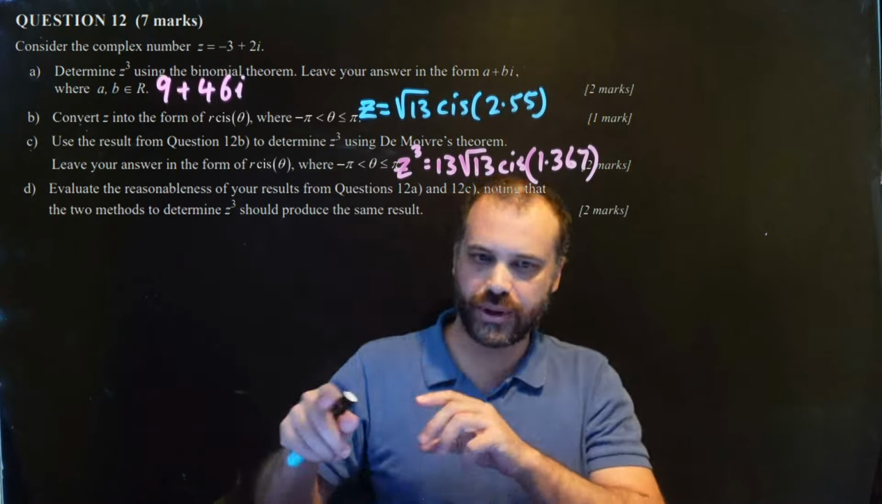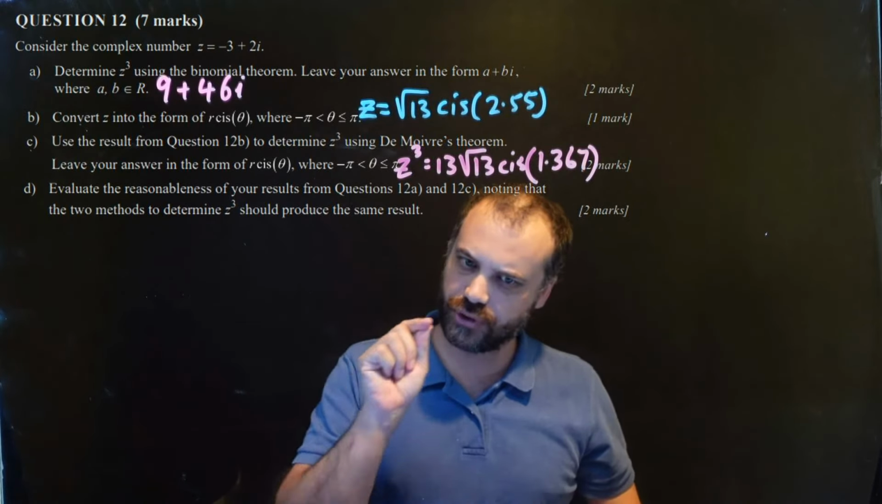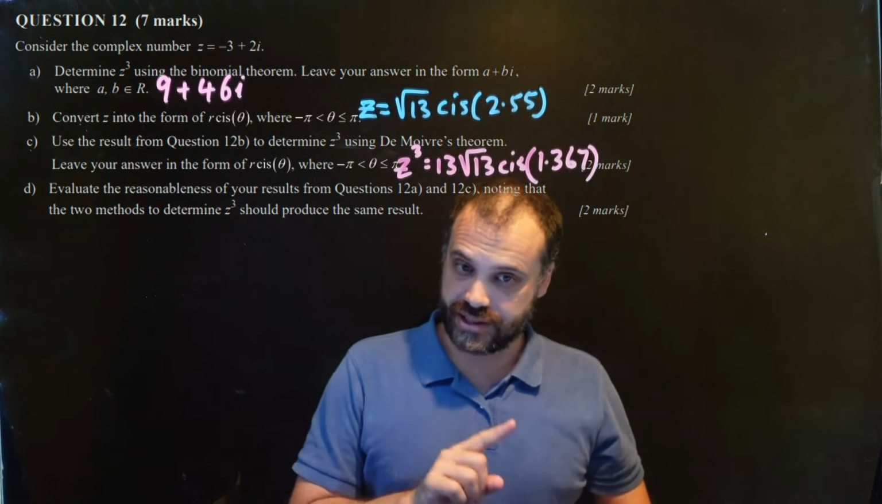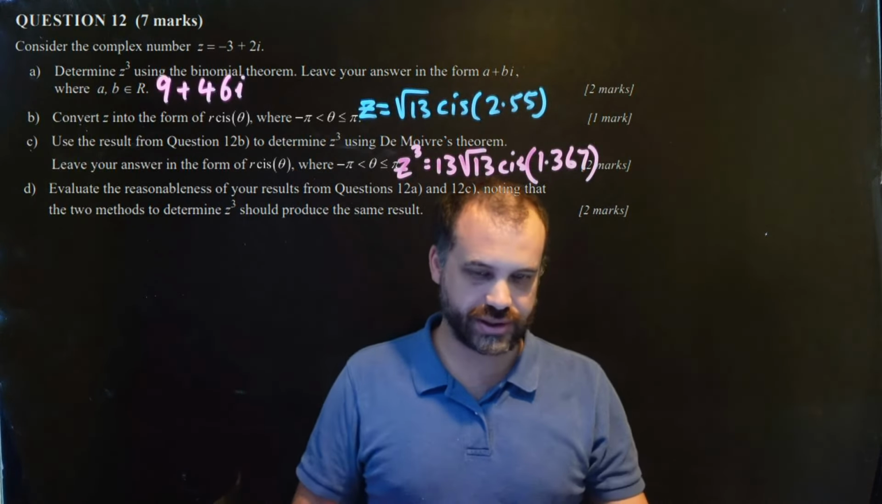All right, so I just got rid of all my working. I just kept my answer. Part D. Evaluate the reasonableness of your results from question 12A and C, noting that the two methods to determine z cubed should produce the same result.